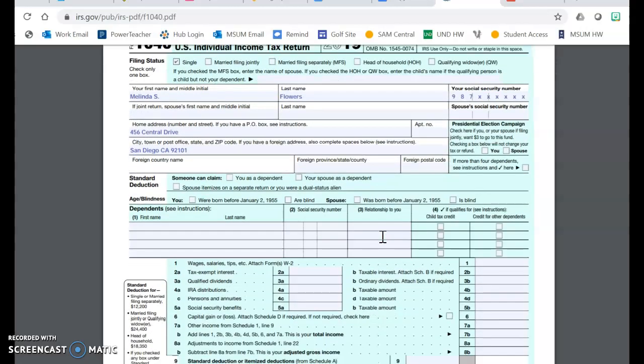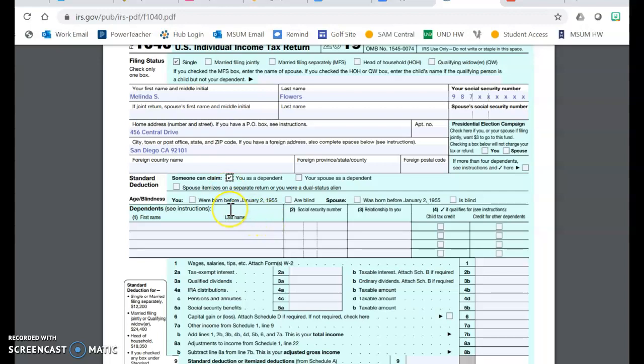My screen kind of, there we go. Now we're going to go ahead and do the standard deduction. So if you have someone who can claim you as a dependent, or your spouse as a dependent, well, somebody for Melinda can claim her as a dependent, right? Because she is 18 and she's living at home.